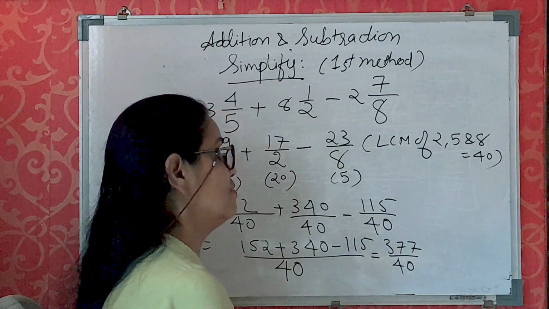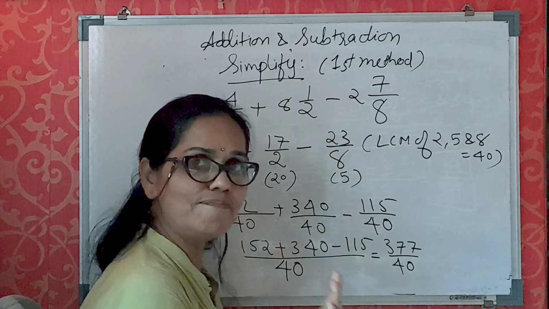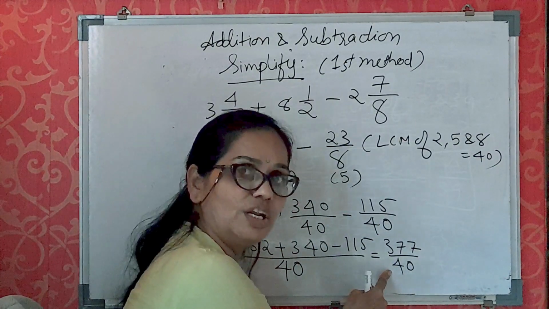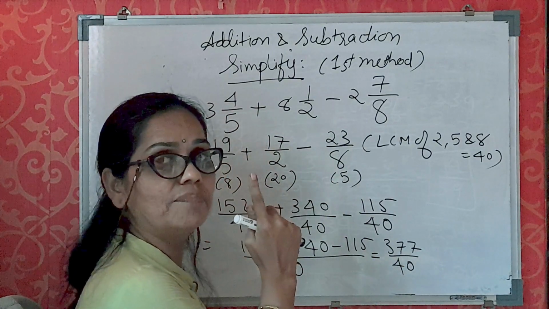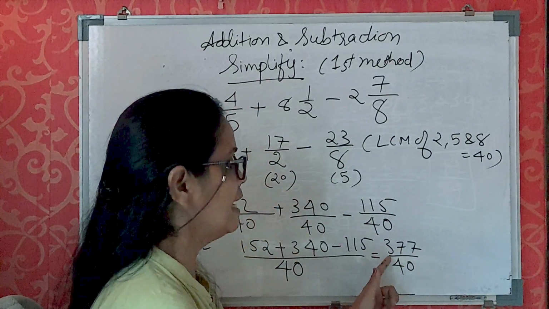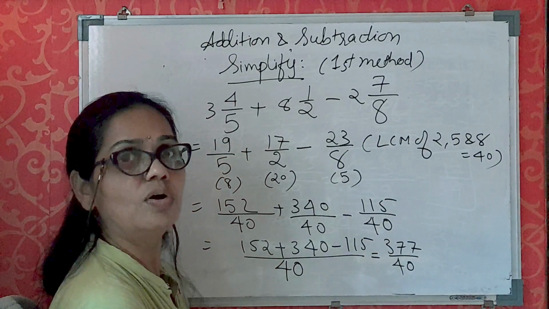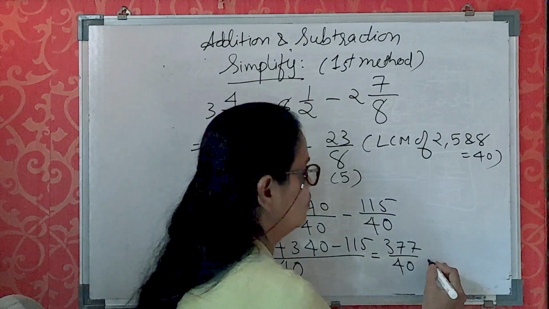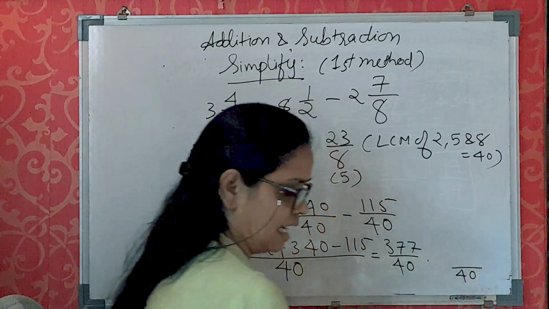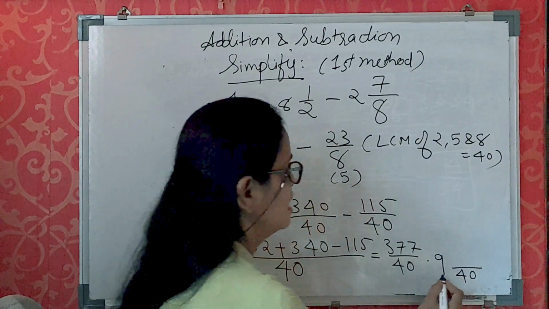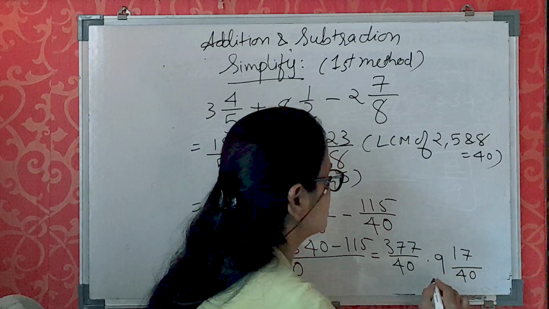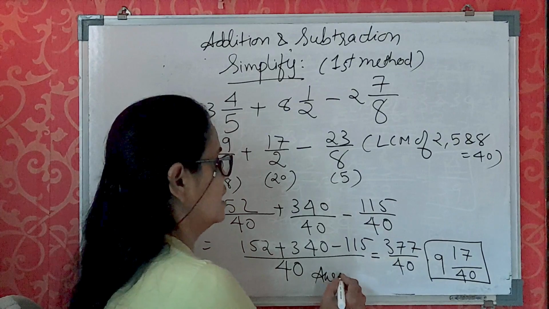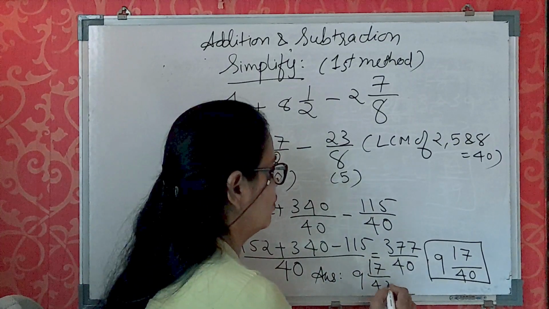Second step, see whether they are proper fractions or improper fractions. If they are improper fractions, because the numerator is bigger than the denominator, which I have already mentioned in my earlier video, that improper fraction you have to convert into a mixed fraction. So when you divide 377 by 40, 40 9s are 360, plus 17 makes 9 integer 17 upon 40. This way, your final answer is 9 integer 17 upon 40.